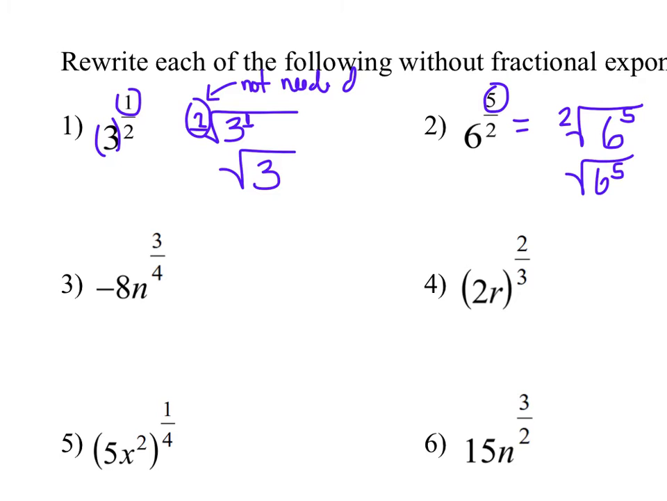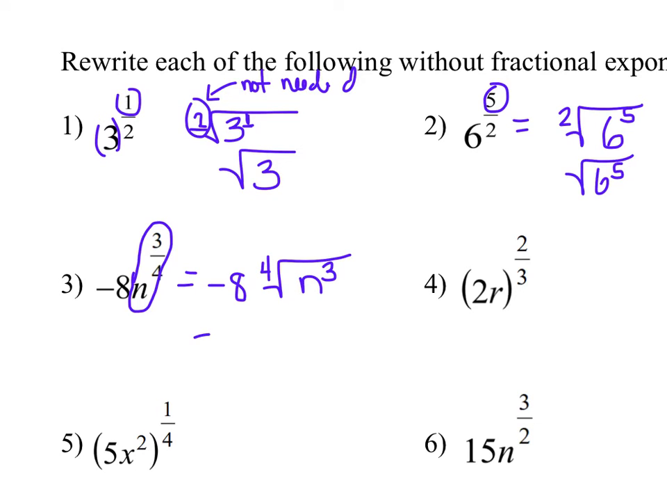Now, what is the base here? There are no parentheses, and there's more than one thing sitting here. When there is no parentheses, the only thing it's connected to is what it's next to. So the only thing that goes inside the radical is the n. The 8 stays outside, and it doesn't get raised to the 3 over 4 power. So the 3 goes inside, the 4 goes outside, and that's it.